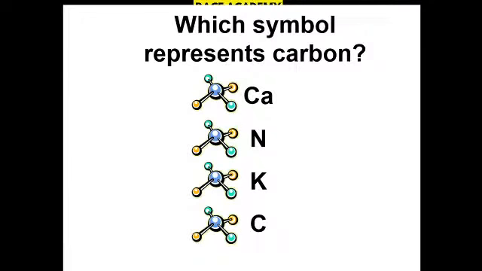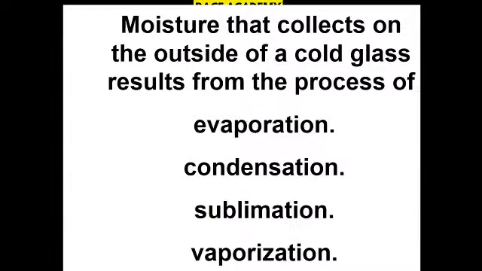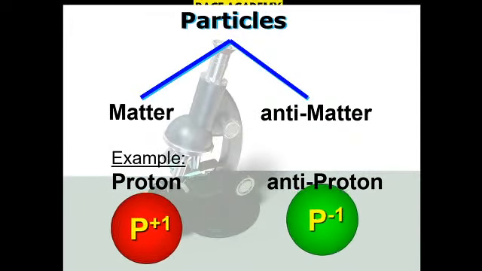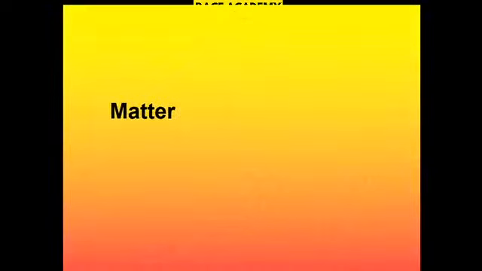Which symbol represents carbon? Ca, N, K, and C. It's C. Moisture that collects on the outside of a cold glass results from the process of evaporation, condensation, sublimation, vaporization. So outside, that is nothing but condensation. Next, particles may be matter and antimatter. In that, proton is an example of matter.